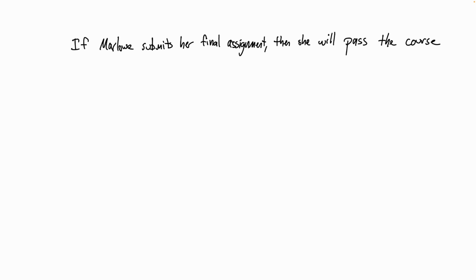Now, we can see a conditional as built up out of two other statements. First, there's the if statement, which in our example is that Marlowe submits her final assignment. We call that the antecedent of the conditional. And second, there's the then statement, which in our example is that Marlowe will pass the course. We call that the consequent of the conditional.